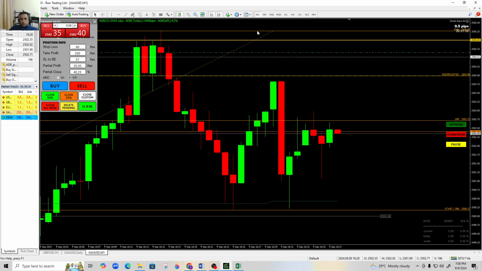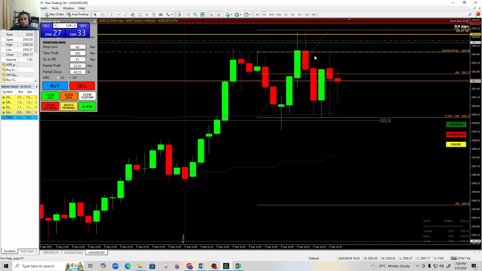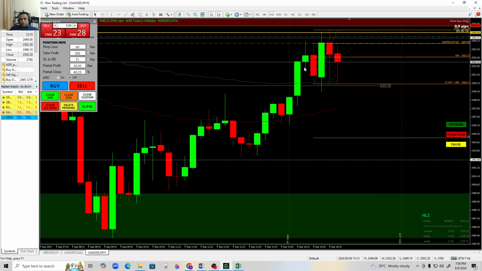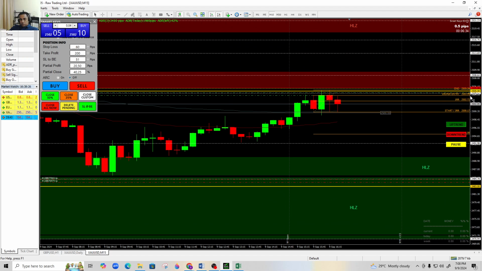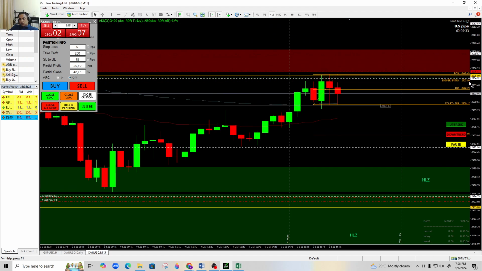Seven minutes for the candle to close. We have a 15-minute push up into weekly resistance, which is near the H4 or H1 supply zone, which is a high liquidity zone, not just a regular supply zone, but a high liquidity supply zone.